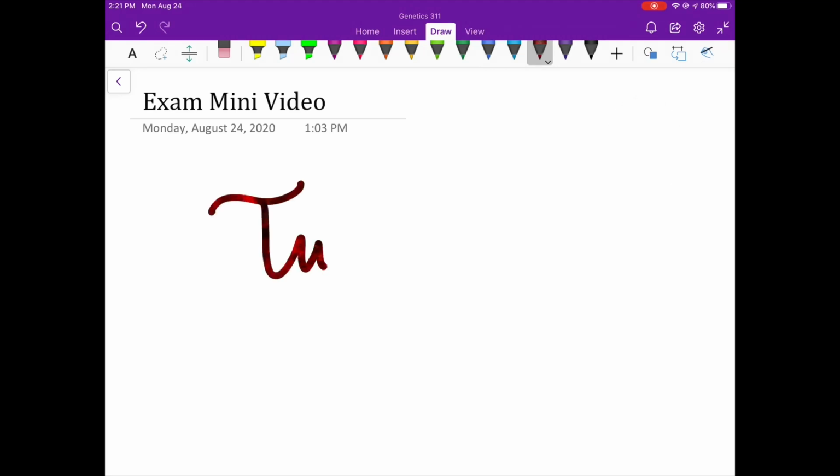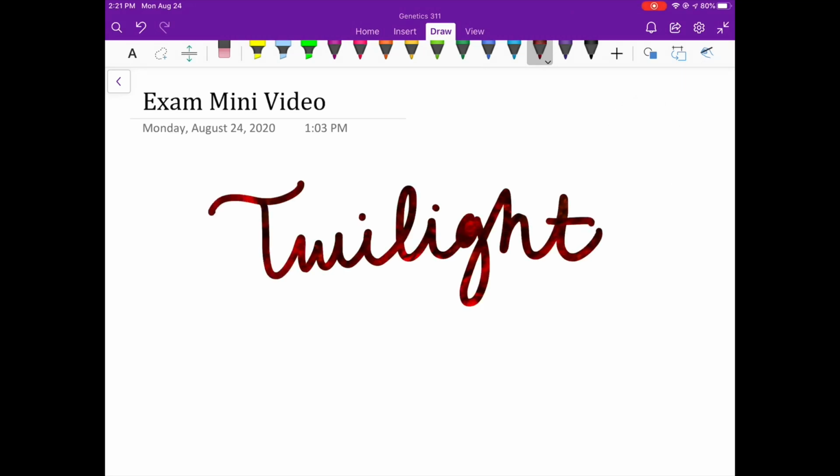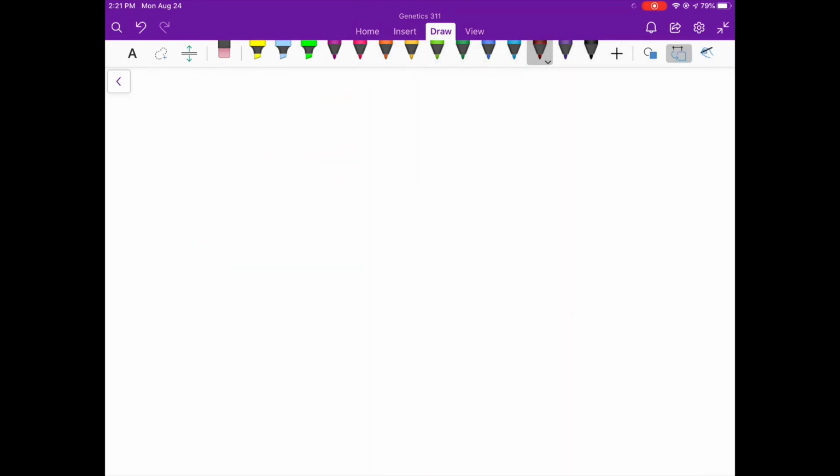I'm Katelyn Glen, and I'm going to be doing my exam mini video on Twilight. I'm going to be looking at the pedigree of the cast and their lineage and see if their trait can be inherited in different modes.